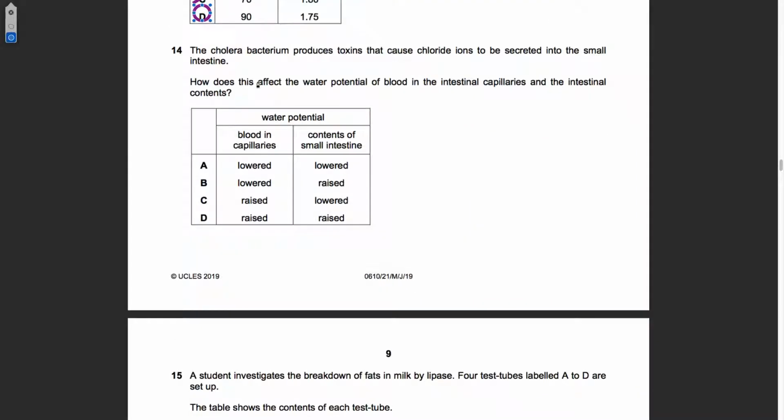Question 14. The cholera bacterium produces toxins that cause chloride ions to be secreted into the small intestine. How does this affect the water potential of blood in the intestinal capillaries and the intestinal contents? Now, chloride ions are soluble. So if they move into the small intestine lumen, the hollow bit where the food would be, they're going to lower the water potential. And as they're moving from your cells and also your blood through your cells to the small intestine, that's actually going to raise the water potential.